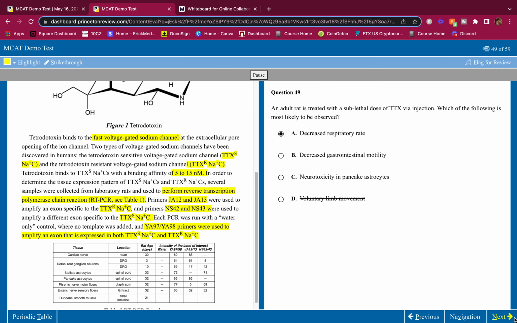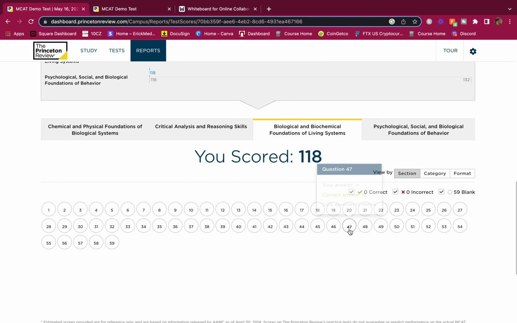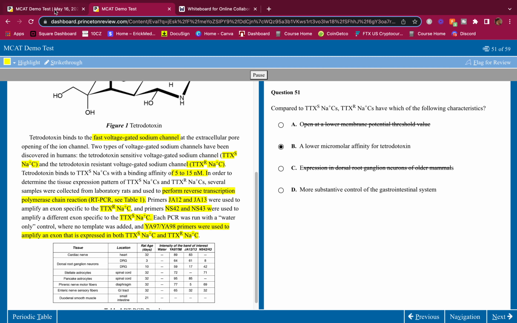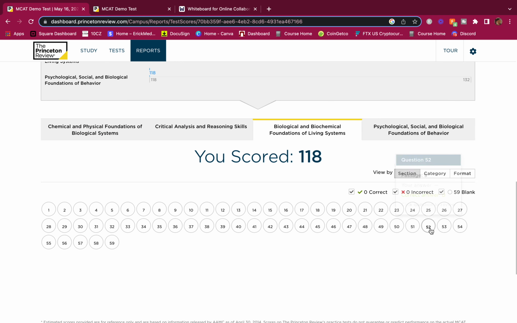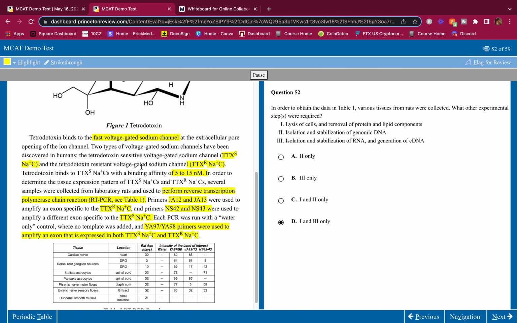Actually, let's keep seeing if we got them all right. All right, 50 is B. That's how we do it. 51 is B again. That's how you do it. 52 is D, and that's how you do it. Okay, that's how you get all the questions right, guys.